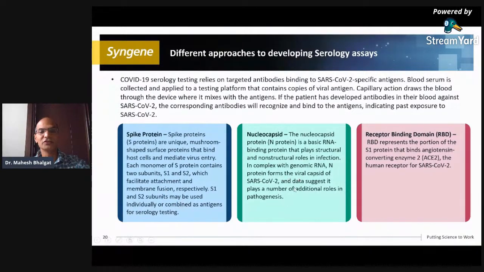And then there is a nucleocapsid protein, which is basically the RNA binding protein, that plays a structural and non-structural role in the infection and forms part of the viral capsid. And there is data that suggests that this also has additional roles to play in the pathogenesis of this particular virus.